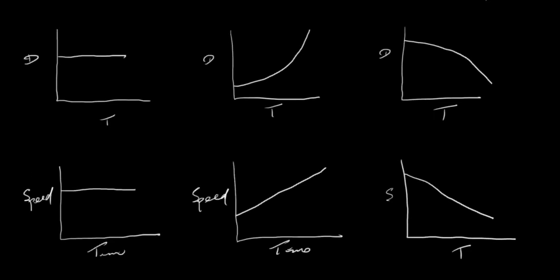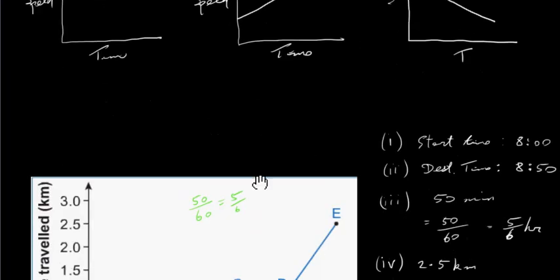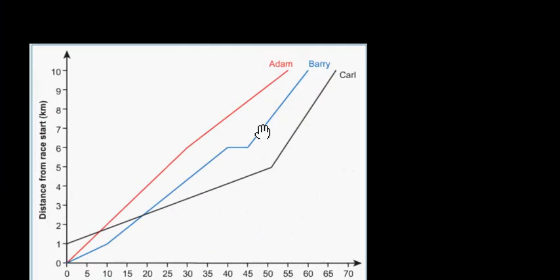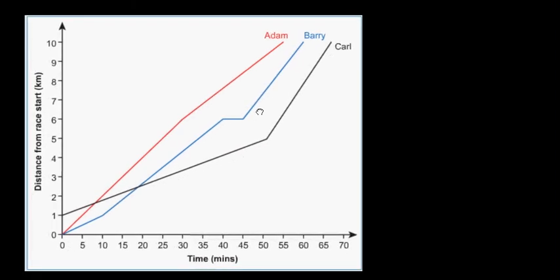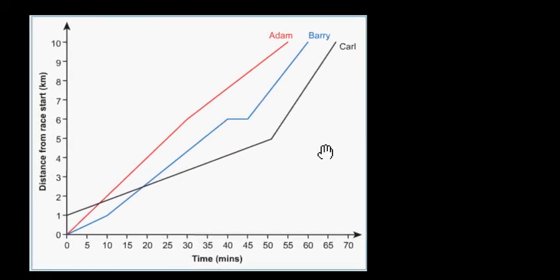Just one last thing I want to have a look at, and that is this graph down at the very end here. This is a graph of 3 people who start a race. So you've got Adam, Barry and Carl. They start a race. On the x-axis you've got time. On the y-axis you've got distance from the race start. So this is distance from a particular point. So this is your race start here, if you like.